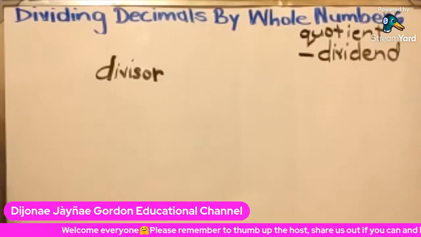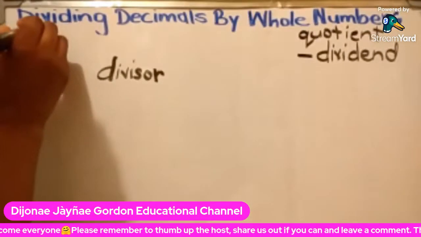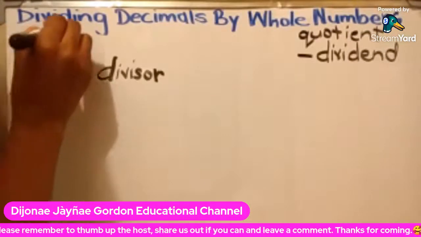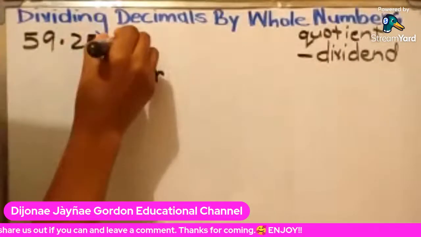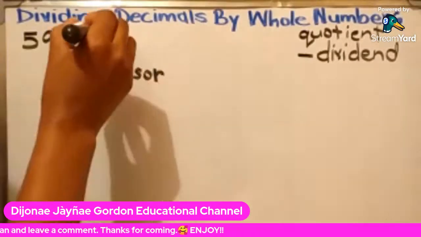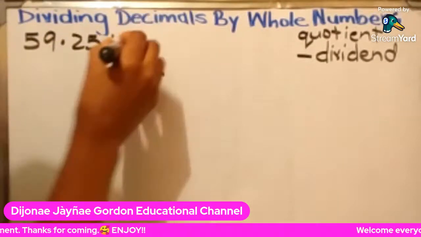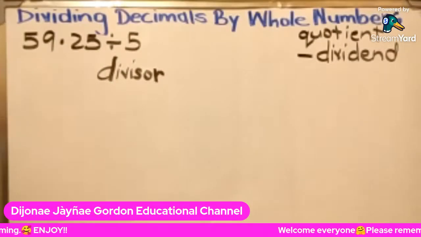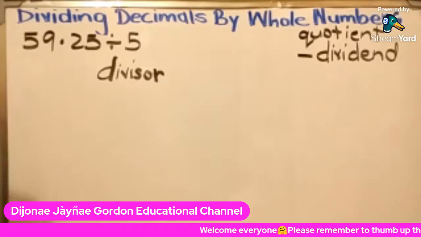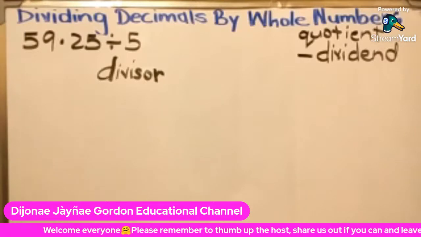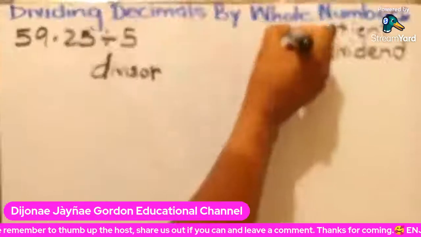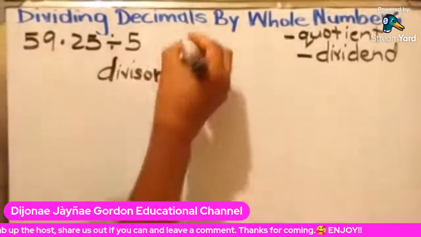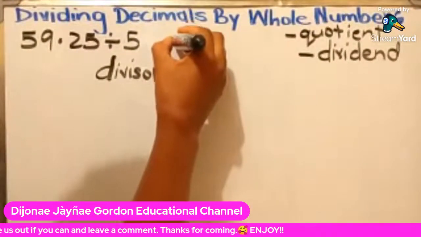All right. So the next problem we have is right here. That's 59.25, and of course, we are dividing by 5. So that's the problem we have, and that's the problem we are going to work. Let us go ahead and work this problem. The first thing we have to do is set the problem out.